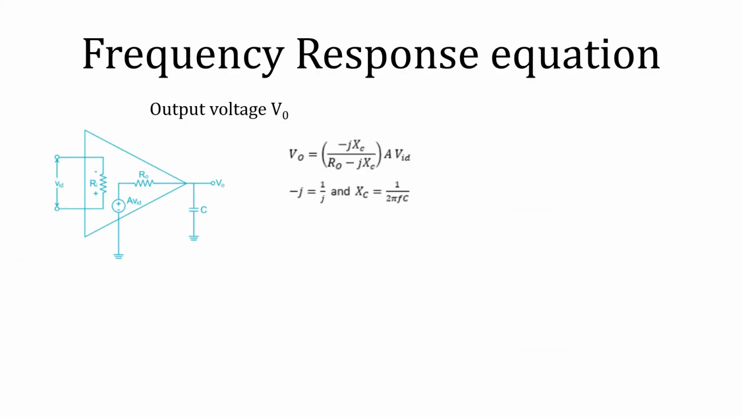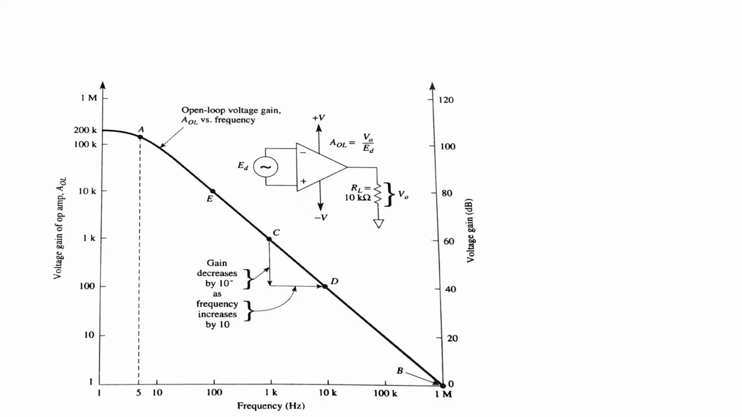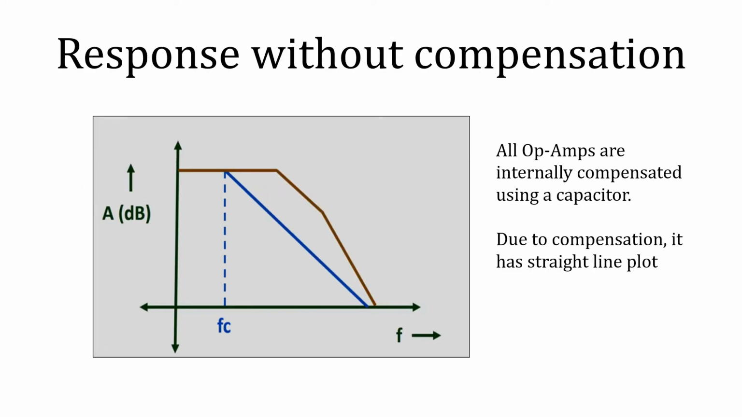We have taken one capacitor here, this one. This is called the compensation capacitor. Due to this capacitor, the response is very linear, very good. If we do not consider the presence of this capacitor, or we can say the circuit is not internally compensated, then the response will not be so linear, so sharp. It will be something like this.